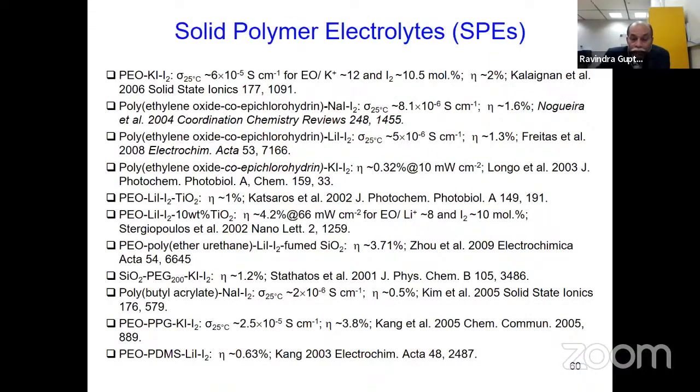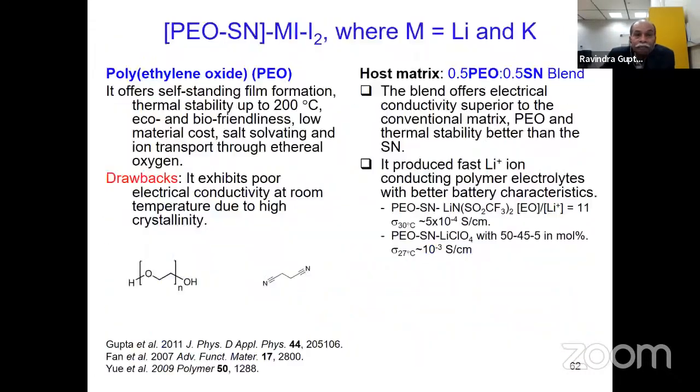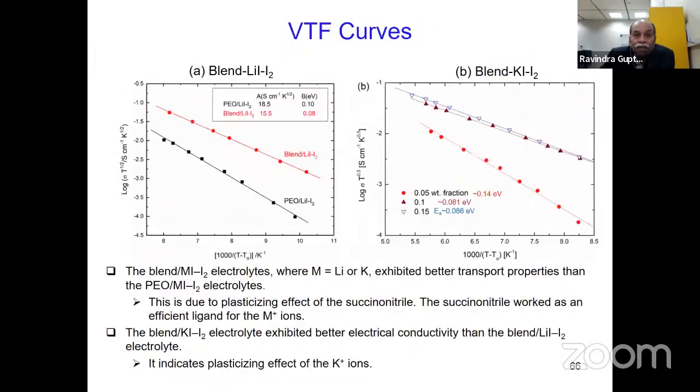So in our lab, we are using solid polymer electrolytes to fabricate the solid-state dye-sensitized solar cell. And these are the reported things people have done. And the blue color shows what we have done in our lab here in Saudi Arabia. So these are the materials, and I'm not going to discuss this now.